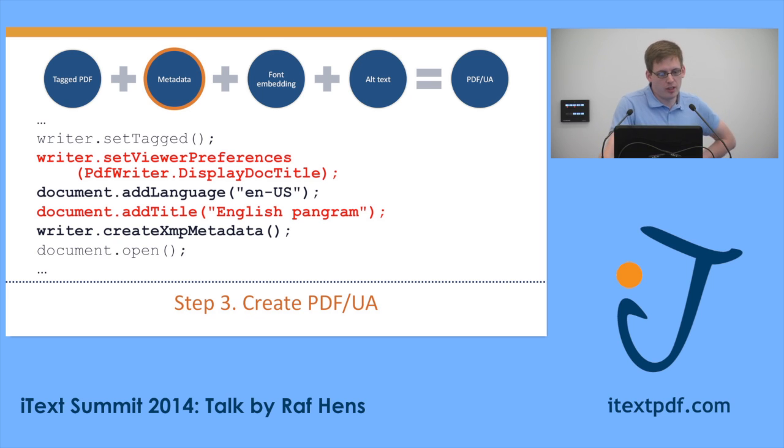So in our example, we set a flag saying that the PDF reader has to display the document title. We add that title, so we're just saying this is an English pangram. A pangram is a sentence containing every letter of the alphabet, which is the quick brown fox example. And we say this document is in US English. Then we tell iText to create XMP metadata from all this information we have added.